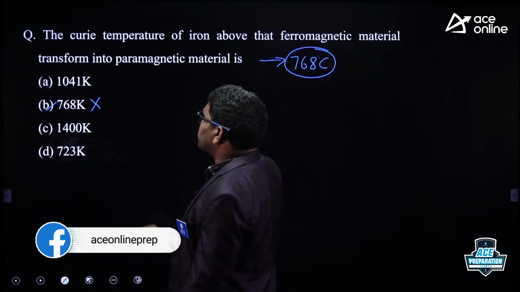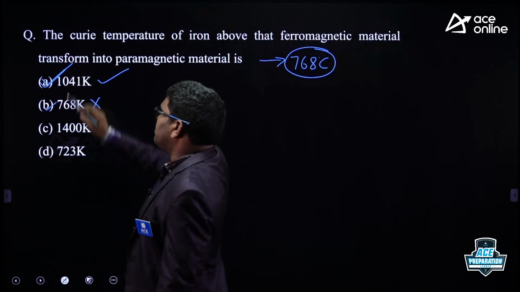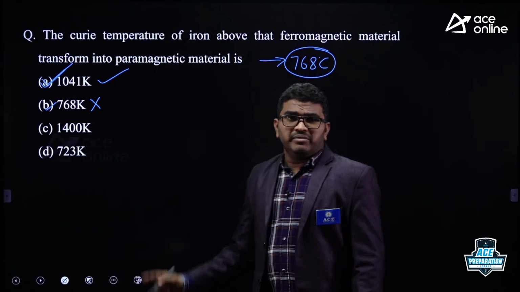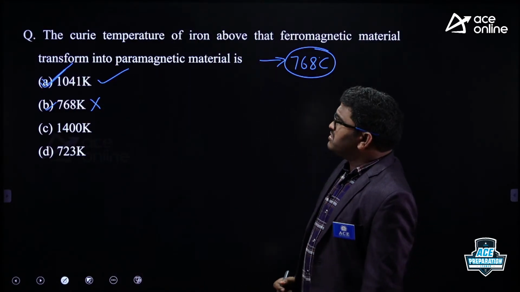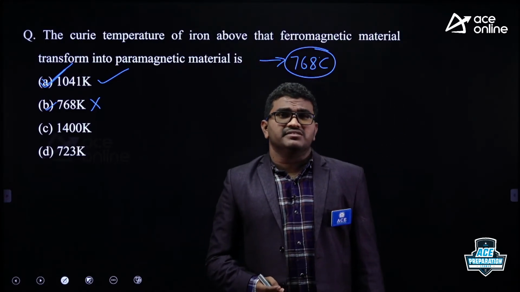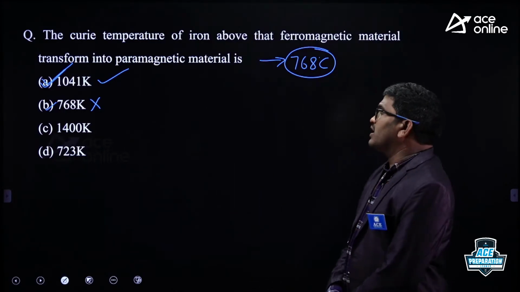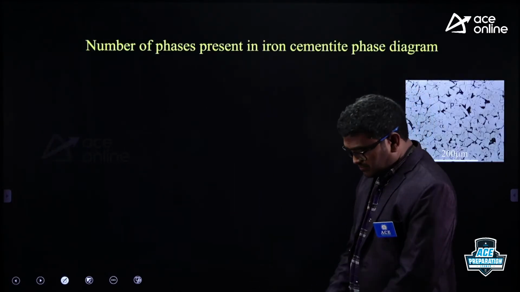So 768 plus 273 will get 1041. So this is the correct answer, you should remember. Be careful. In terms of Celsius, if it is given, the answer is 768 degrees Celsius, otherwise it is 1041 Kelvin. Right.